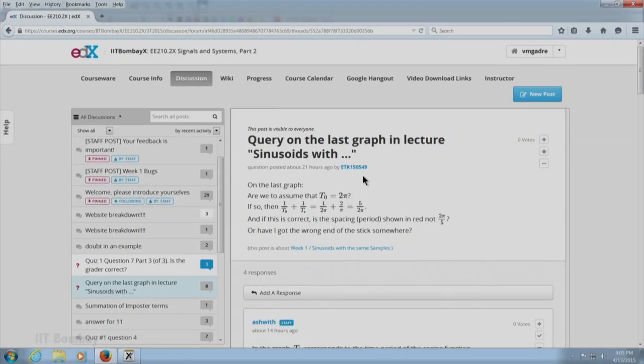So, I am very glad that ETK150549 has taken it up and discussed this whole question of which sinusoids, and what is the interpretation of measuring the phase difference between sampling points, and so on. So, well done. I believe that is enough for this discussion session.